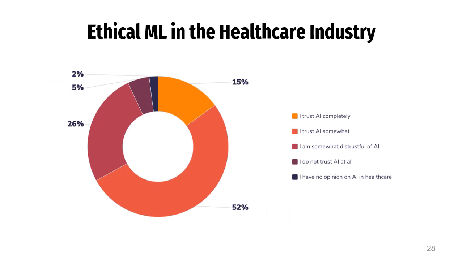So this is a study which was conducted by the authorities, which gives us the ethical view of ML in the healthcare industry. 52% of people trust AI somewhat. So the majority of people trust AI, not completely, but somewhat. And 15 percent of people trust AI completely. So by combining 15 and 52, it forms the majority of people, which we can say trust AI.